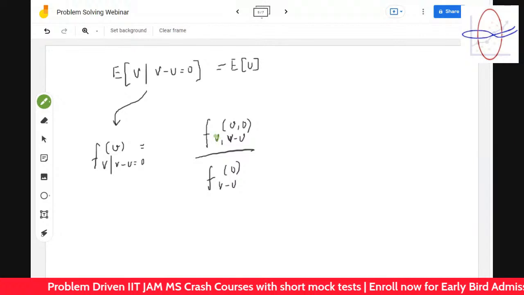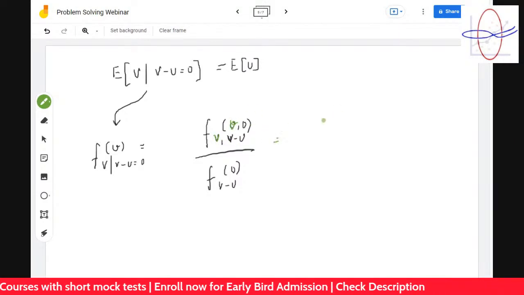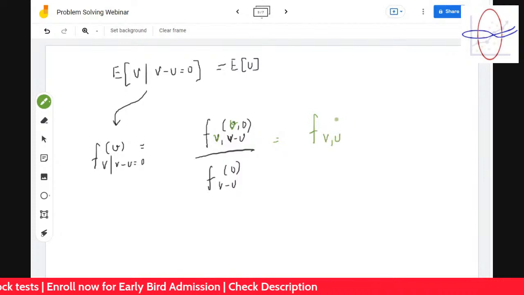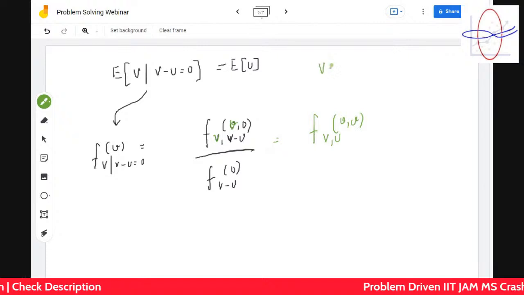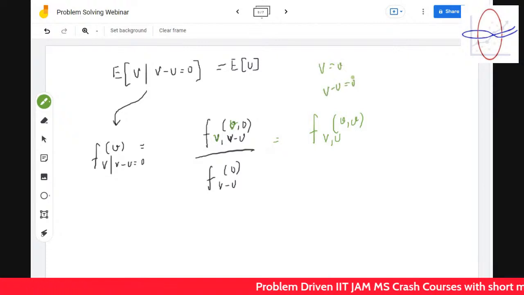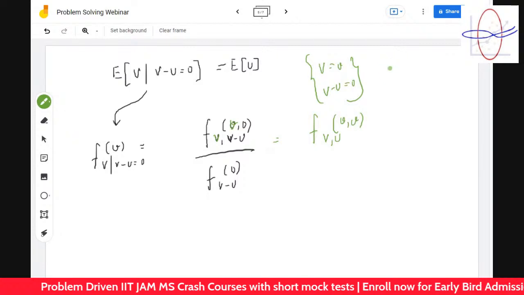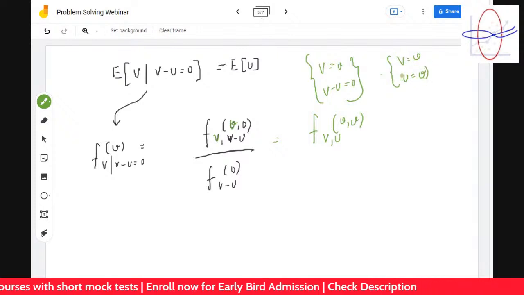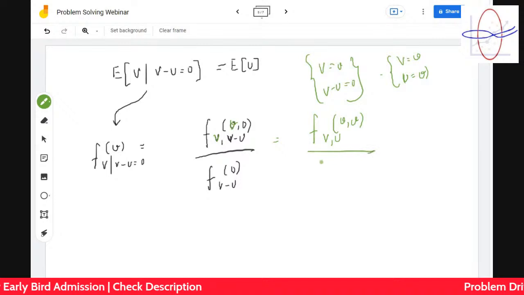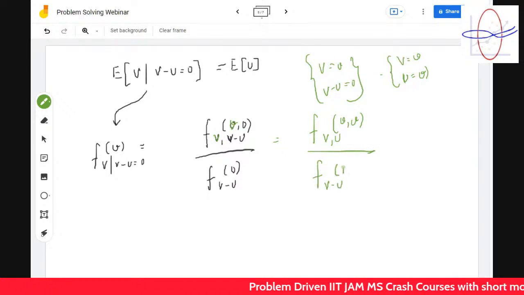And this statement, f of v comma v minus u of 0, these are looking the same actually. This is the same as f of v comma u v comma v. I mean v comma v is equal to v and v minus u is equal to 0. A neighborhood around this event is the same as v equal to v and u equal to v. So therefore we can write it like this: f of v comma u is equal to v comma v of v comma v by f of v minus u is equal to 0. So this is something which is interesting.